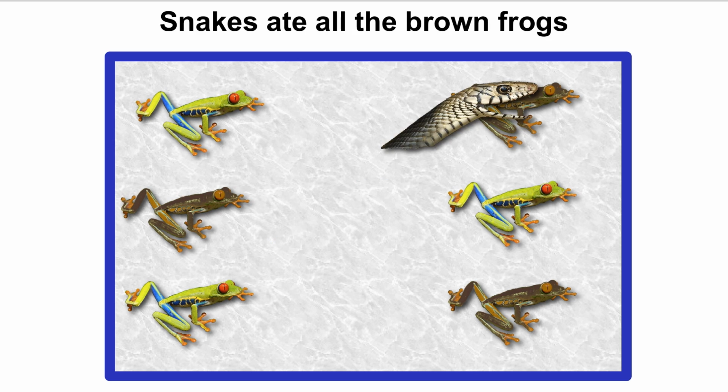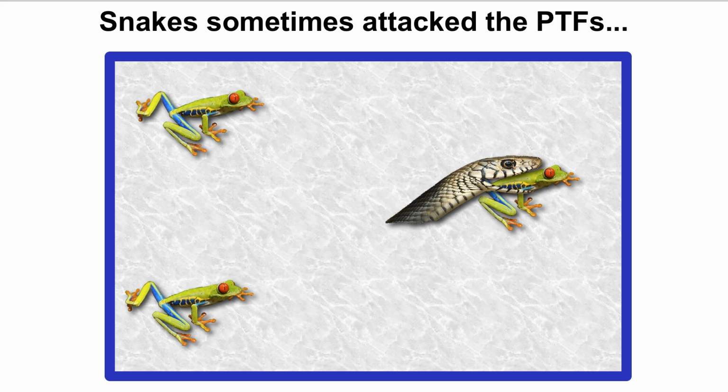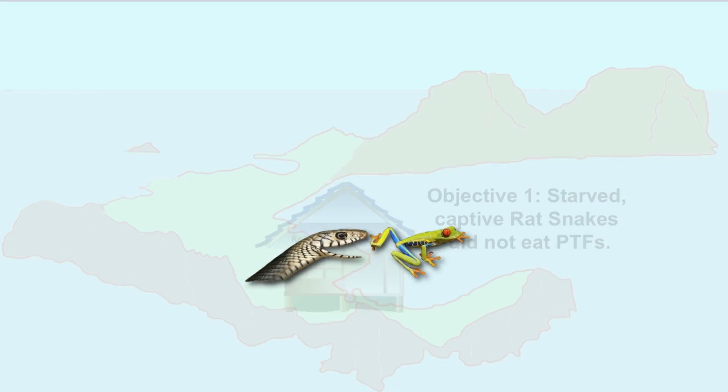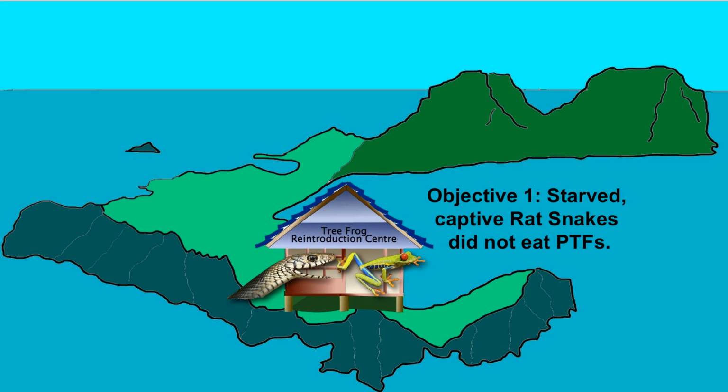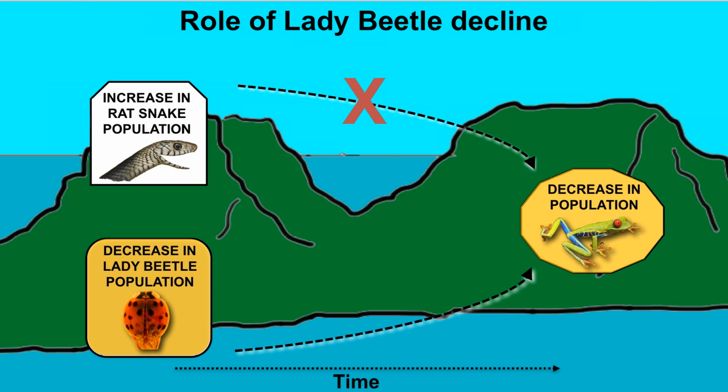The snakes quickly ate all the brown frogs, but even after a week, none of the Picobar tree frogs had been eaten. We did record some occasional attacks on the tree frogs, but the snakes quickly spat them out again. So our first experiment seemed to have a fairly clear answer: no, and thus it offered no support for our first hypothesis.